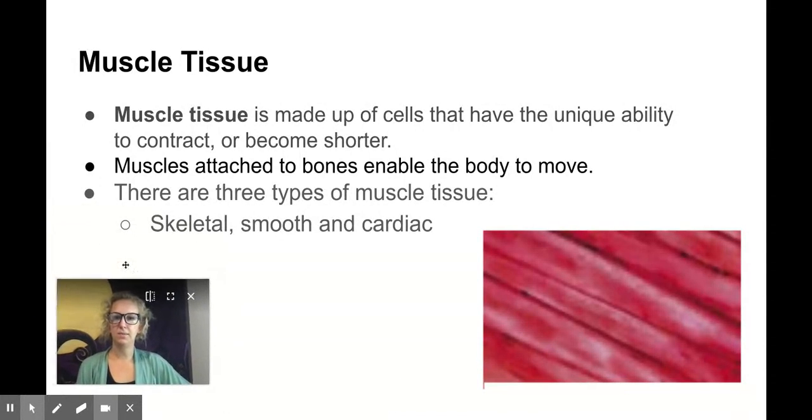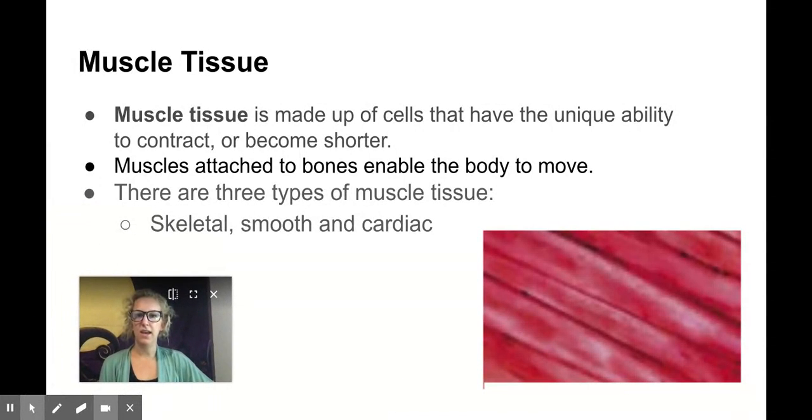Muscle tissue is next. Muscle tissue is made of cells that have a unique ability to contract or become shorter. So the specialized function of muscle tissue is to contract or become shorter. Muscles are attached to bones. They allow the body to move. And there are 3 types of muscle. Skeletal muscle, which is the muscle that we use to move our bones. Smooth muscle, which lines all of our organs to help things pass through our organs. And then cardiac muscle, which is only located in the heart.